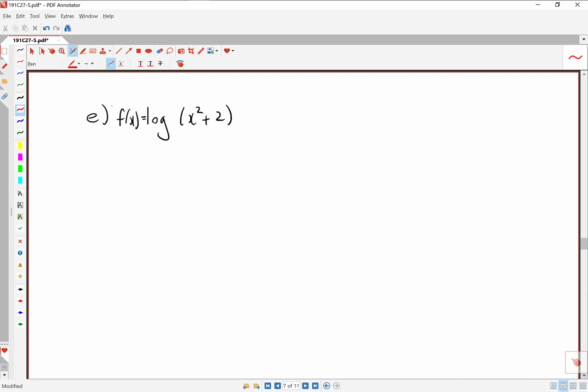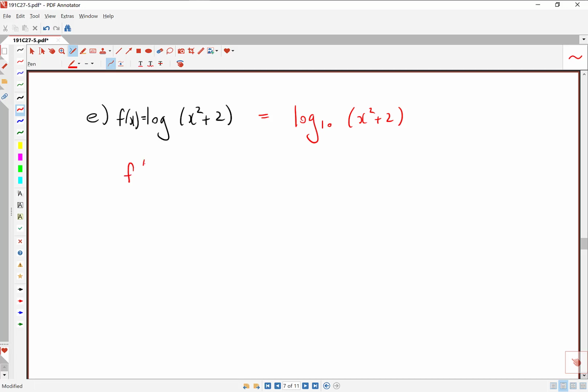So let's do a couple more parts here. Part E, f of x is log of x squared plus 2. Okay, well, first thing I would say is if there's no base on there, it's automatically base 10. So this is log base 10 of x squared plus 2.